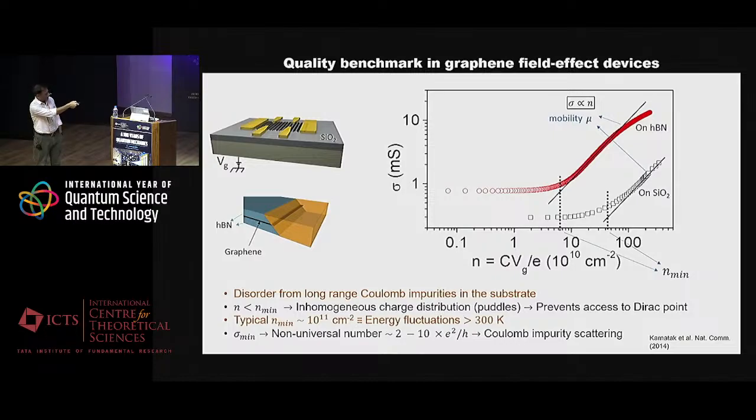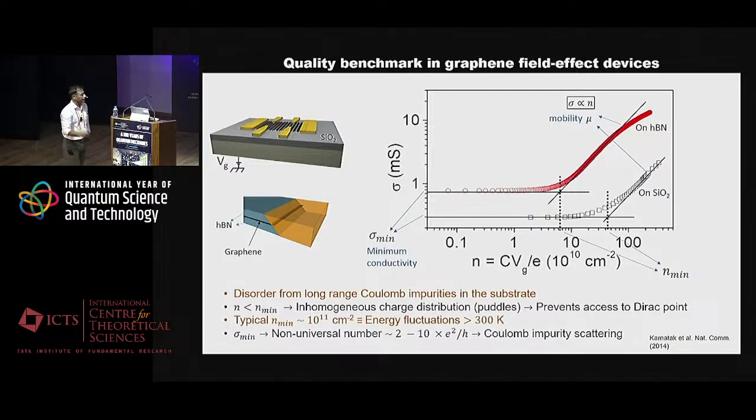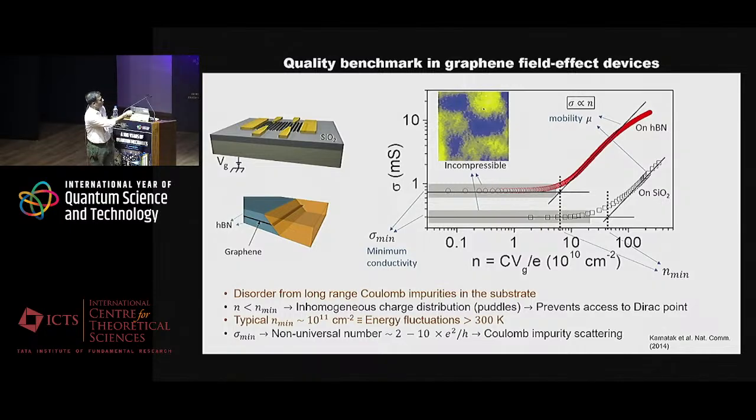You can see the higher mobility on boron nitride, the mobility is much higher, and this is where the minimum density that you can achieve in a graphene sample becomes smaller as well. And this sigma minimum that you can measure in an experiment with a real graphene device becomes different for different values of mobility. And this is an incompressible region. And because n min is so large, about 10 to the 11 or so, it makes it extremely difficult for experiments to access the Dirac point where the system really becomes quantum critical. Okay, so this is the problem we'd like to solve.